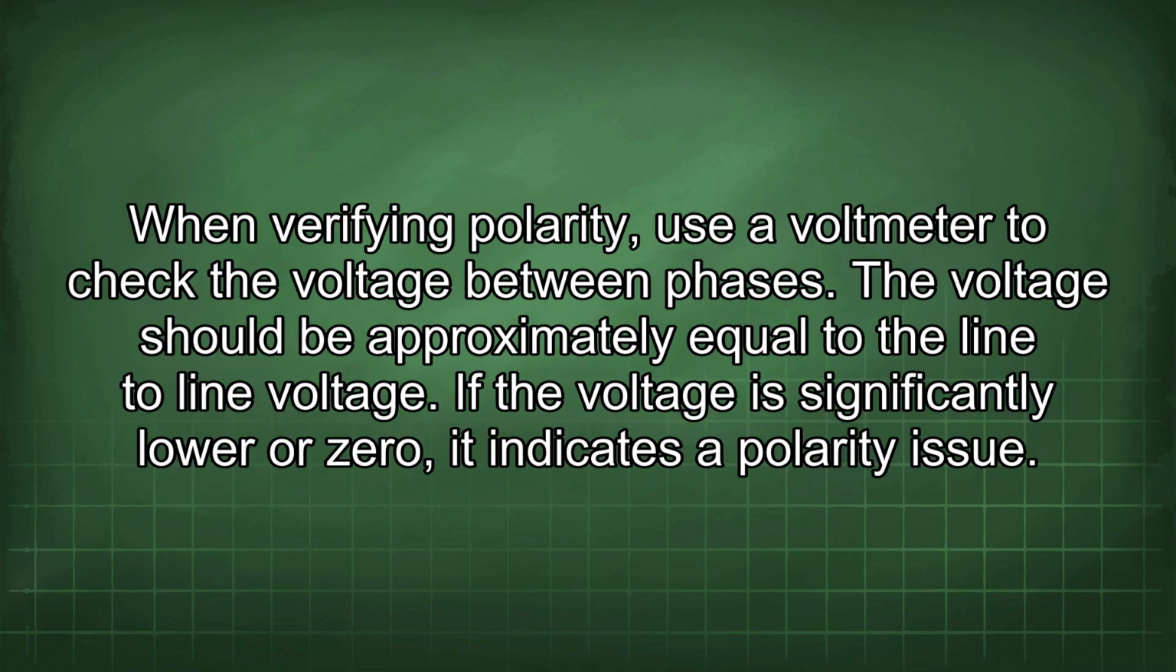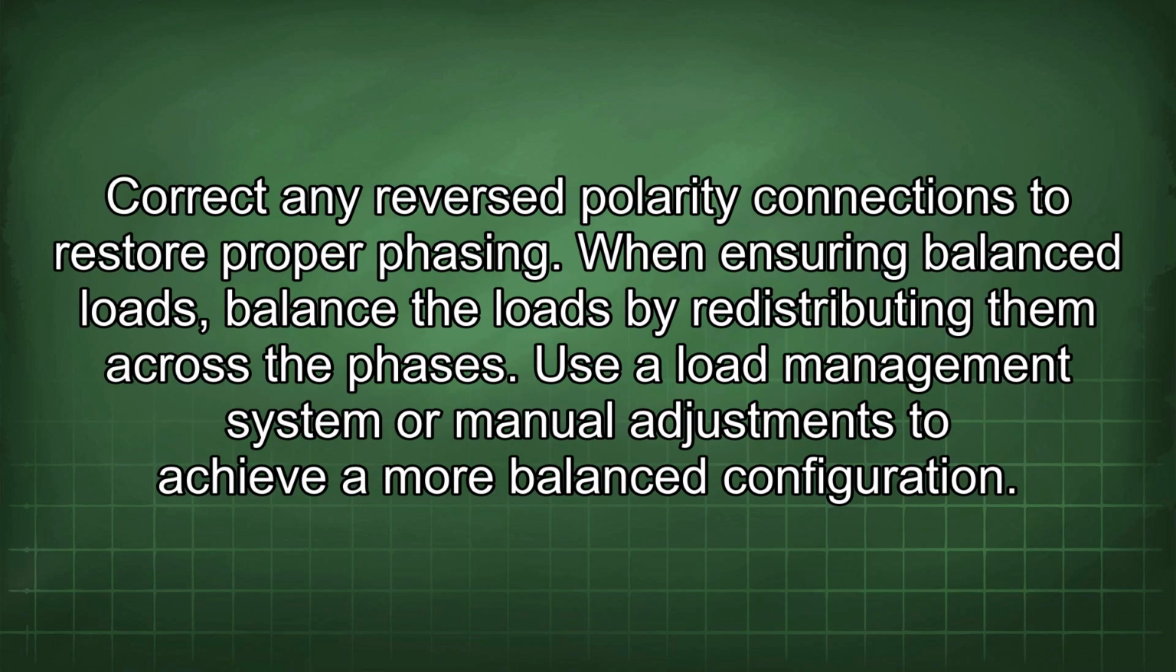When verifying polarity, use a voltmeter to check the voltage between phases. The voltage should be approximately equal to the line-to-line voltage. If the voltage is significantly lower or zero, it indicates a polarity issue. Correct any reverse polarity connections to restore proper phasing. When ensuring balanced loads, balance the loads by redistributing them across the phases.